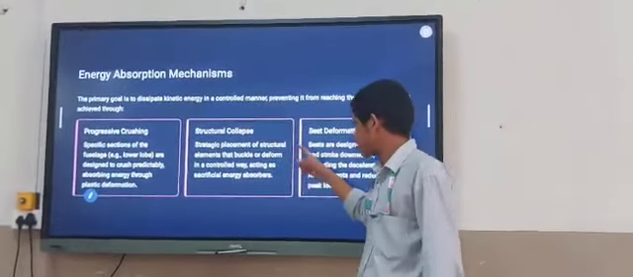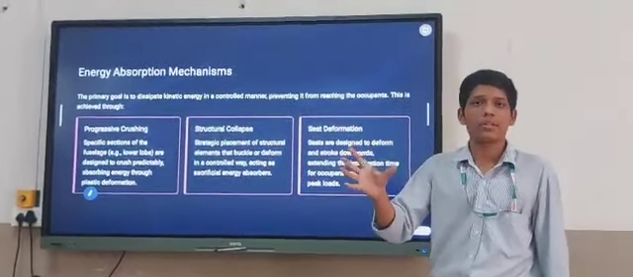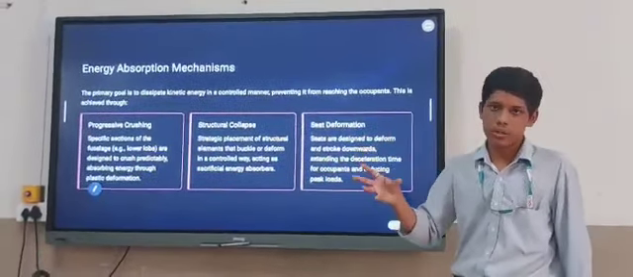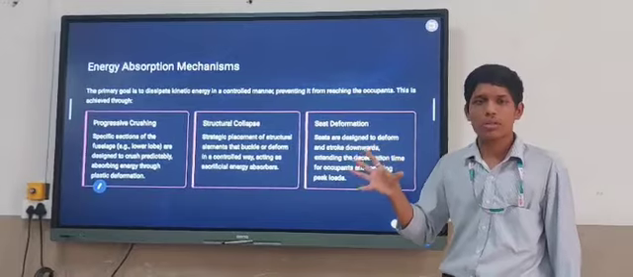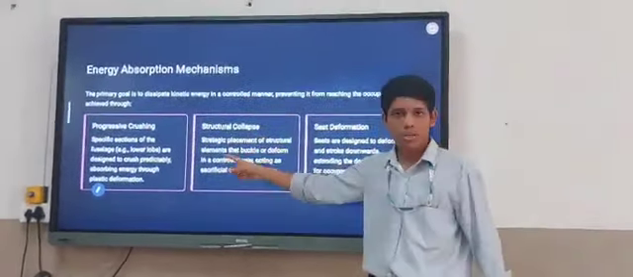Whereas structural collapse is about how the structure is integrated, what angles it is made into and what materials are used, in order to make sure that the structural integrity is 100% and not compromised, and that it supports the progressive crushing.